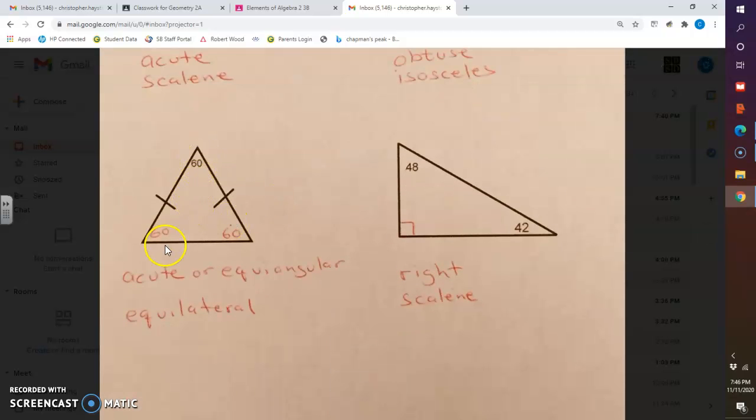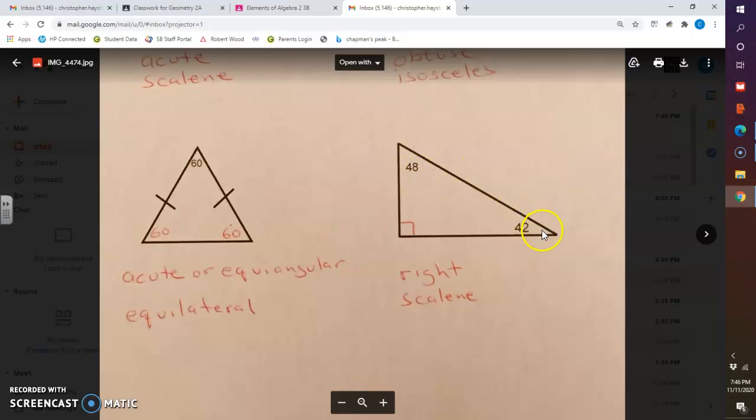Here we have 60 degrees and these two angles have to be equal, but they have to equal 120. So that has to be 60, that has to be 60. And all three sides opposite congruent angles have to be equal. While these two sides are congruent, so does this third side. So this is acute or equiangular. I'd prefer you write equiangular though, and equilateral, all three sides are equal.